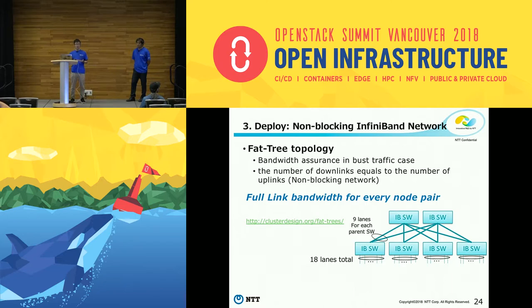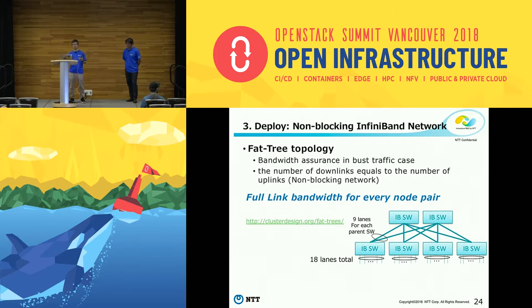And then if you want to just make the 36 servers for your cluster, that's enough. We don't have to think about such a topology, but we need to scale out. So we need to consider how to configure the switches and servers in your cluster network. And we chose the fat tree topology that ensured higher bandwidth in the case of burst traffic. That is designed so that the number of downlinks equals the number of uplinks, like this.